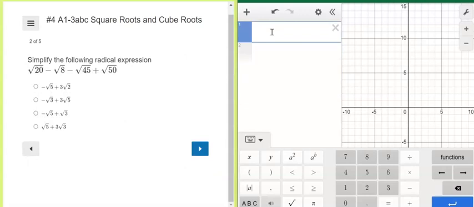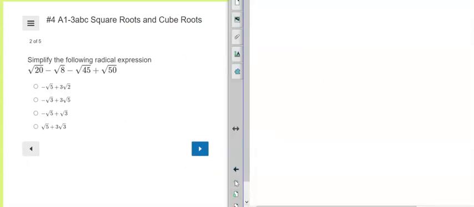Hold on, let me copy it down over real quick. So when I'm adding or subtracting radical expressions, I can only put the same radicals together, meaning they have to have the same radical, square root or cube root, and then they also have to have the same number underneath as well, okay? So what I'm going to do here is simplify each one of these. I can do it just using math.